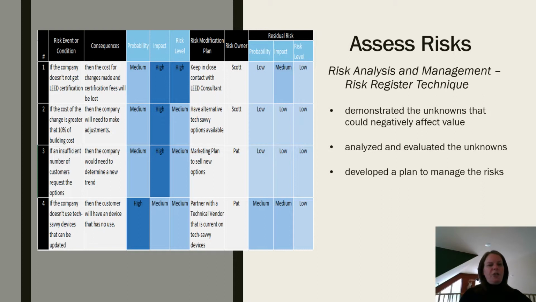The table listed here lists some of the risk events that can occur, the consequences if the risk happens, and then it rates them as the probability of the risk occurring, the impact if the risk did occur, and the risk level. And then for each one is also listed a risk modification plan, and that helps to minimize any potential impact that can occur because we already have a plan put in place. And then we have an owner who, if the risk does occur, is in charge of taking care of the modification plan.